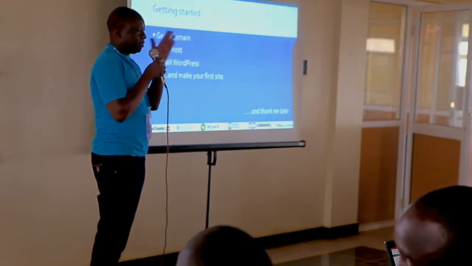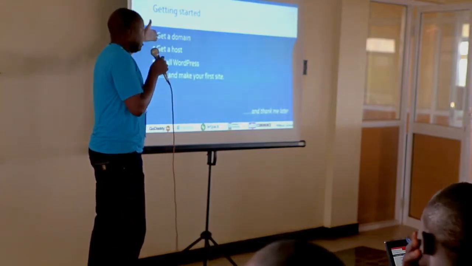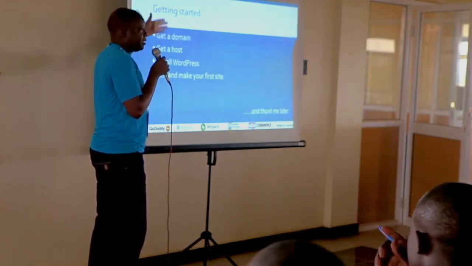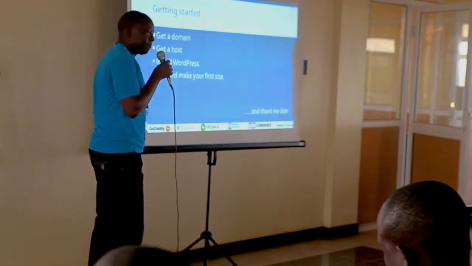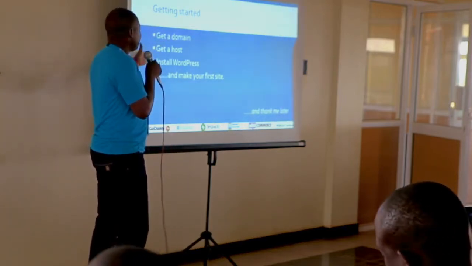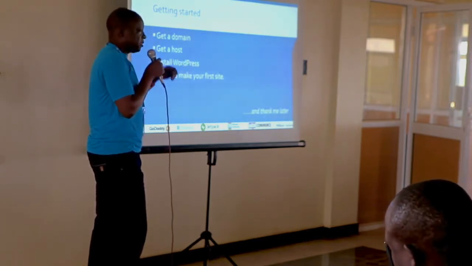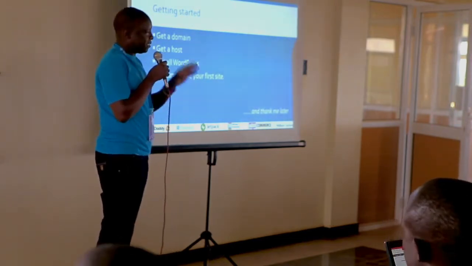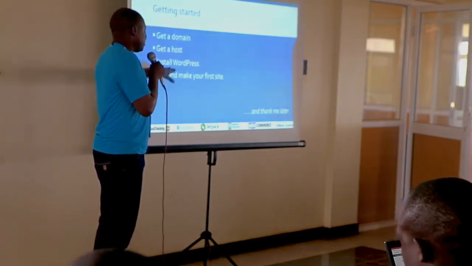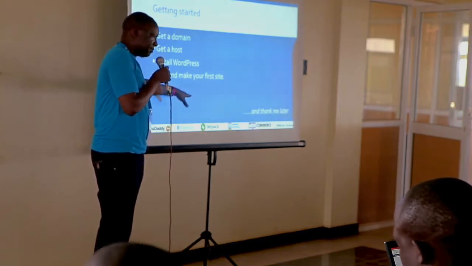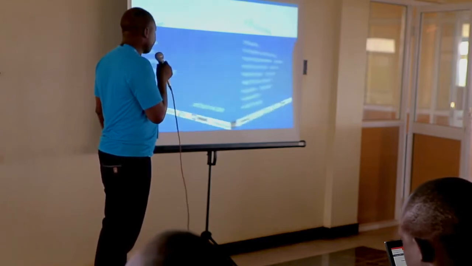Now, what do you need to create a WordPress site? One thing is, of course, you'll need a domain like www.ezoneschool.com. Then you'll get a host, like my host currently, Center for Web Presence. Then you'll install WordPress and then make your first site. You can do this in a day. Let's go ahead and show you.